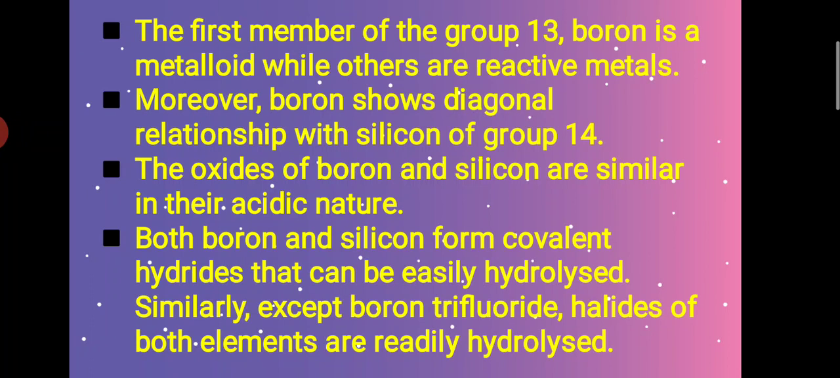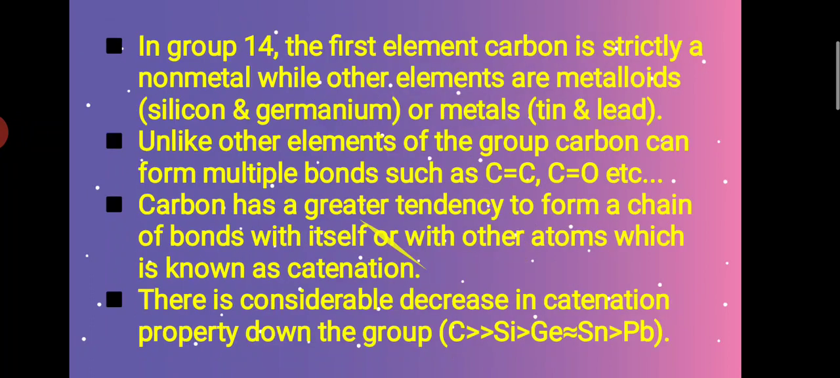Except boron trifluoride, which is BF3, the halides of both elements, boron and silicon, are readily hydrolyzed. Except BF3, the chlorides such as silicon tetrachloride and boron trichloride will all be readily dissolving in water. So this is how they show a diagonal relationship.